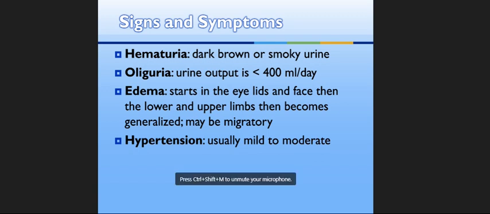If your patient is edematous, that edema starts in the eyelids, puffiness of the face or the eyelids. We are saying facial puffiness. Then that edema may go to the lower or upper limbs, then it becomes generalized, what's called anasarca. It may be migratory edema. One day this part is edematous, another day that part is edematous.